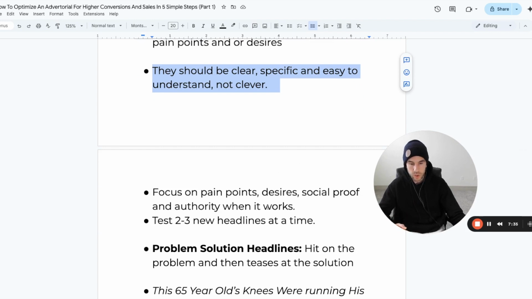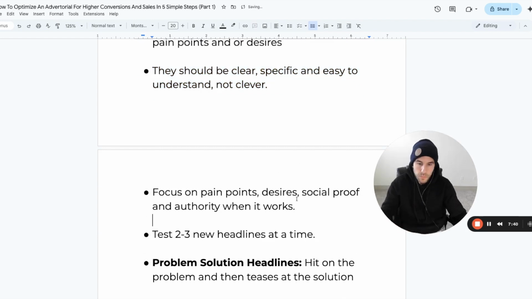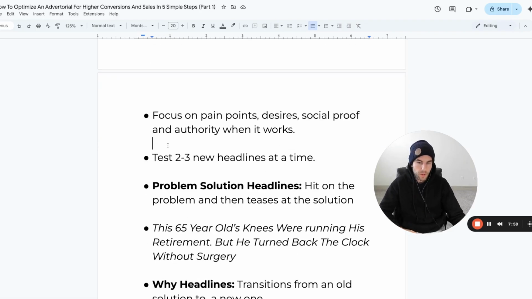To make your headlines strong, focus on pain points, desires, social proof, and authority when it applies. You're not going to slap a doctor recommendation in every single headline. But if you have a product where it would make sense that a doctor would be an authority that people would pay attention to, whenever possible, use those kinds of things. And the other part of this is you want to test at least 2 to 3 headlines at a time. You don't want to test just one headline, because you're putting all your eggs in one basket.